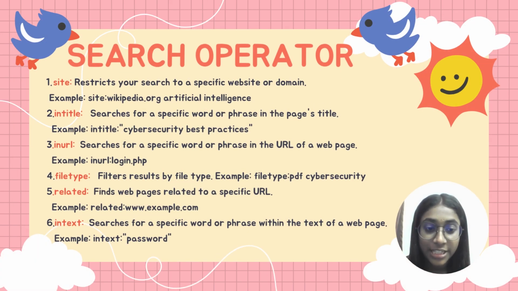There are some techniques for Google Dorking, for example, search operators. First, site, for example site:wikipedia.org artificial intelligence. This is used to search a specific website or domain. Second, intitle is used for a specific word or phrase in the page title, for example intitle:cybersecurity best practice.